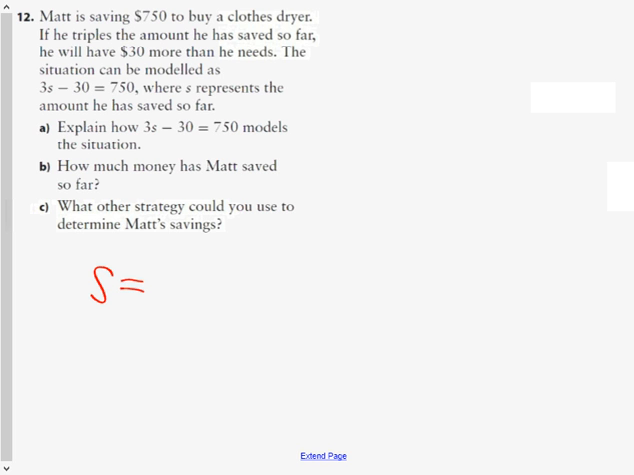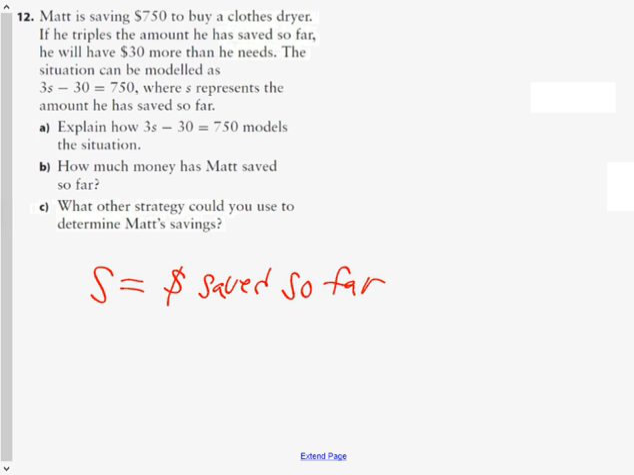Now, if we read our question, it's going to say S. So Matt is saving $750 to buy a clothes dryer. If he triples the amount of money he has saved so far, he will have $30 more than he needs. Oh, it actually tells us this. The situation can be modeled as 3S minus 30 equals 750, where S represents the amount of money he has saved so far. So S equals money saved so far.